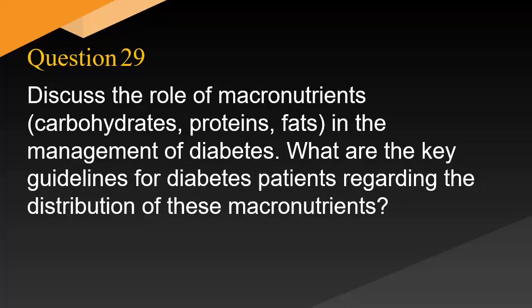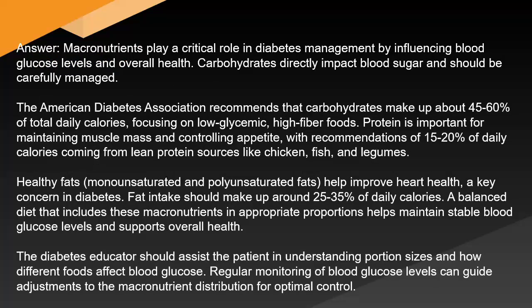Discuss the role of macronutrients, carbohydrates, proteins, and fats, in the management of diabetes. What are the key guidelines for diabetes patients regarding the distribution of these macronutrients? Answer: Macronutrients play a critical role in diabetes management by influencing blood glucose levels and overall health. Carbohydrates directly impact blood sugar and should be carefully managed. The American Diabetes Association recommends that carbohydrates make up about 45-60% of total daily calories, focusing on low glycemic, high fiber foods. Protein is important for maintaining muscle mass and controlling appetite, with recommendations of 15-20% of daily calories coming from lean protein sources like chicken, fish, and legumes.